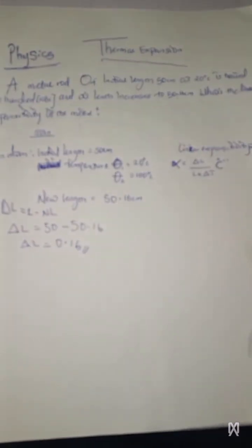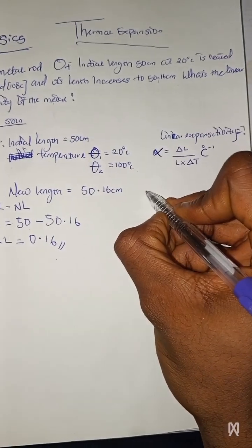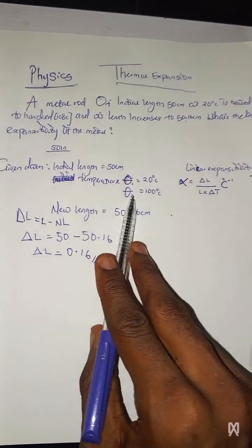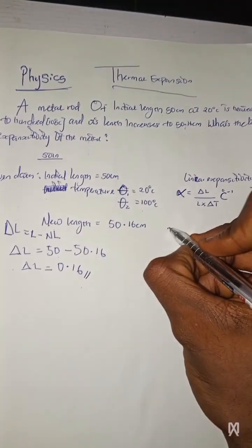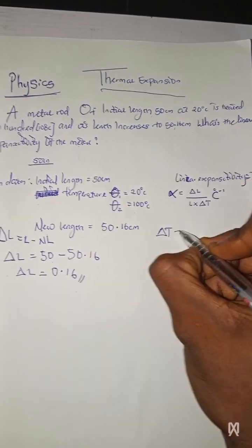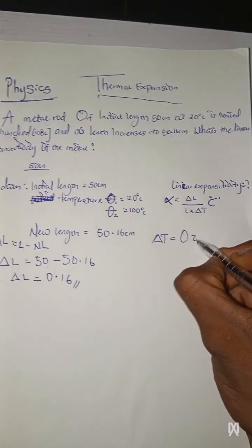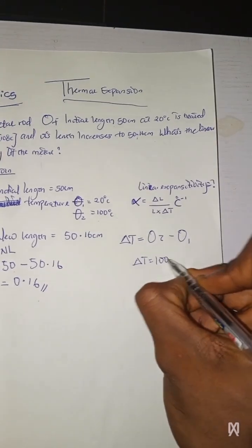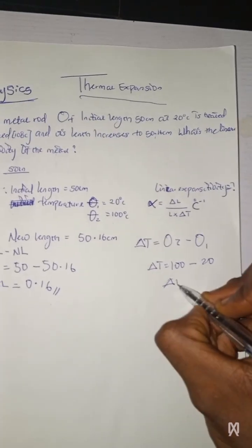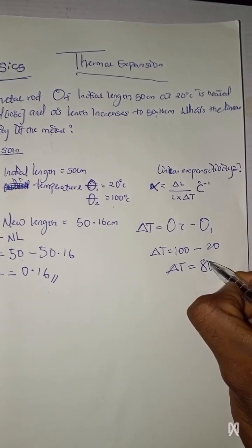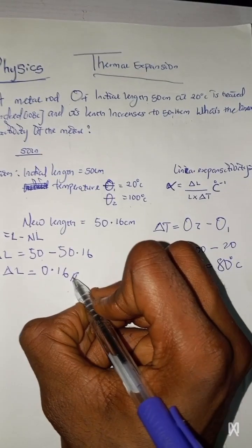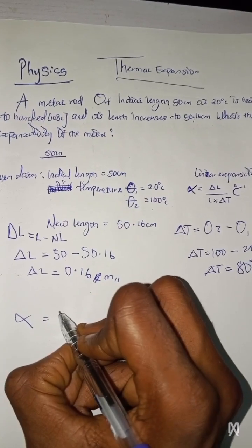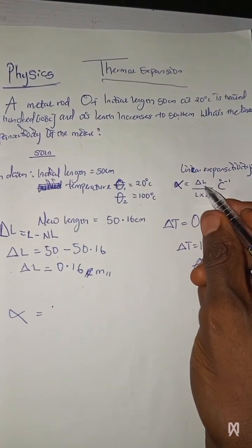Now we also need to know the change in temperature, and the change in temperature will also be heated temperature minus the unheated temperature. That is the second temperature minus the first temperature, which will have change in temperature is equal to O2 minus O1. Change in temperature is equal to 100 minus 20. Change in temperature is equal to 80 degrees Celsius.